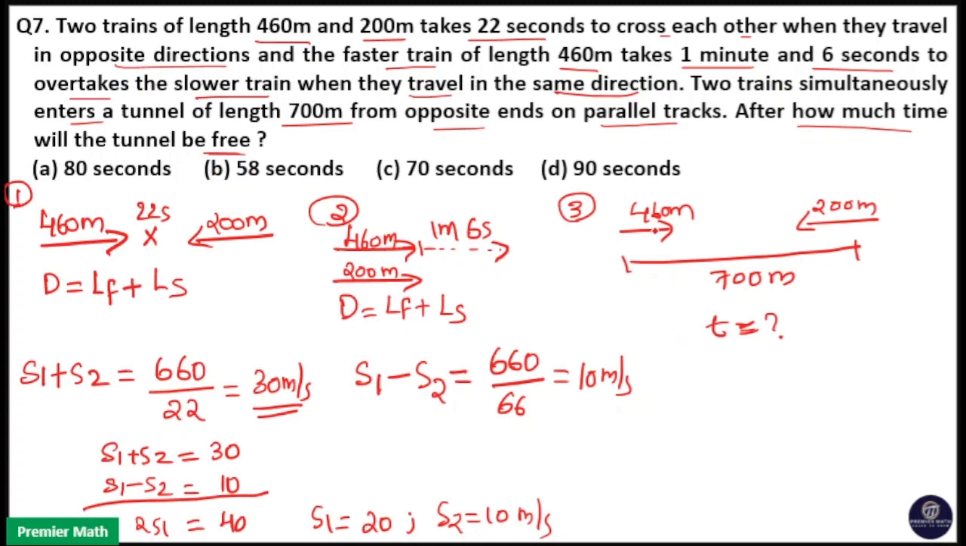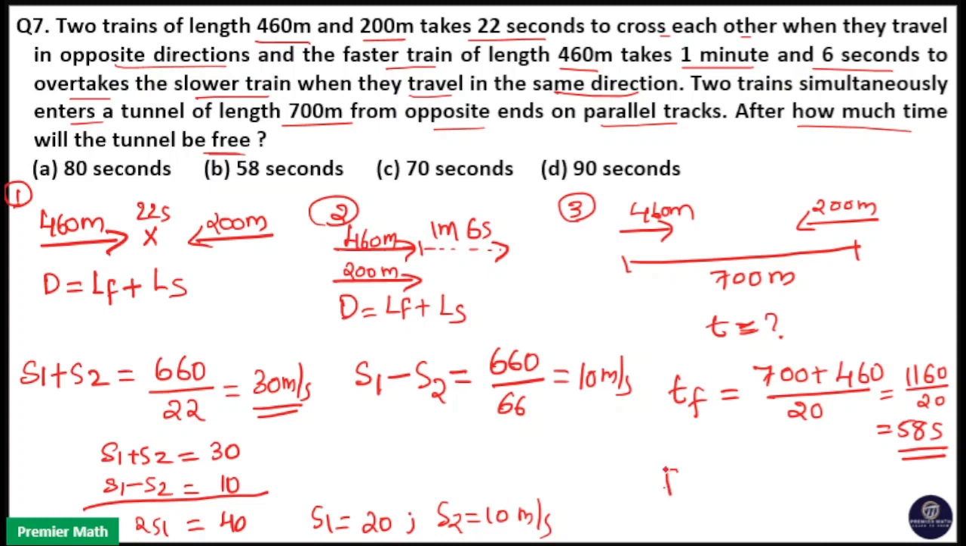So here time taken by the faster train to completely cover this 700 meter tunnel is equal to 700 plus faster train length, which is 460, divided by speed of the faster train, which is 20 meter per second. That is 1060 divided by 20, which is equal to 53 seconds. So faster train needs 53 seconds to pass this 700 meter tunnel.